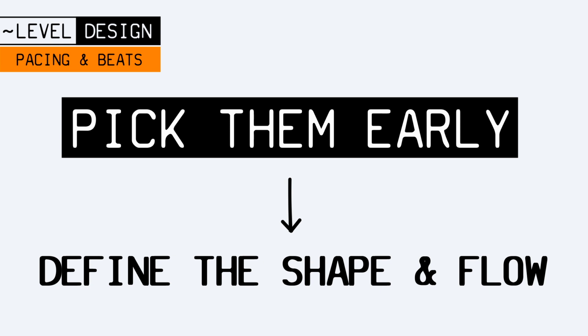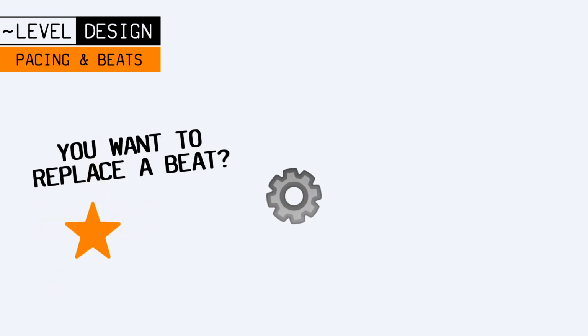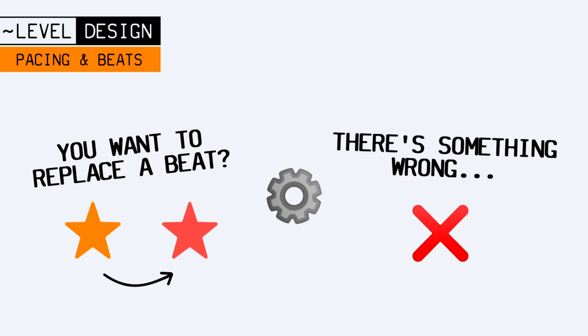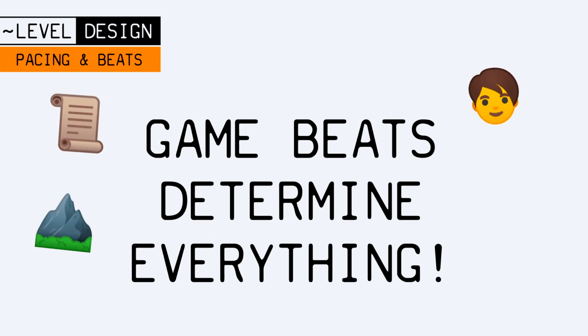Contrary to other notions we've already discussed in this series, this time you shouldn't be too flexible about them. If after working on your level for a few hours you want to replace one beat with another, it probably means that there's something fuzzy or just plain wrong about your level as a whole. Because when done properly, game beats will determine most of what's on screen. From the story that's told, to the characters that appear, the environments that are shown, the monsters you encounter, and even the game mechanics you're taught.